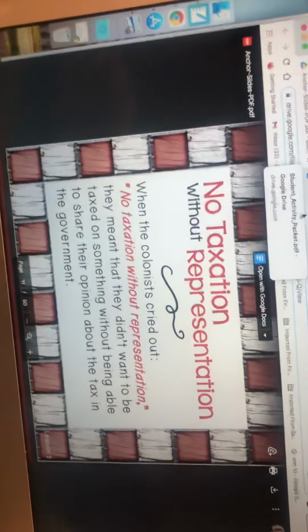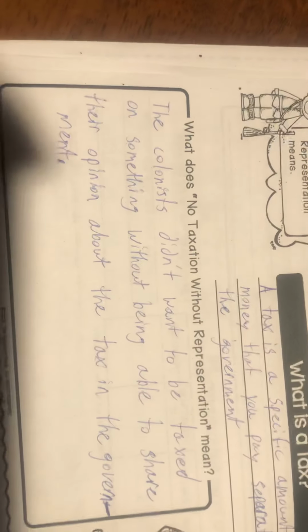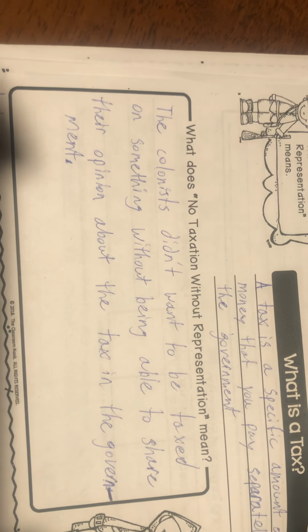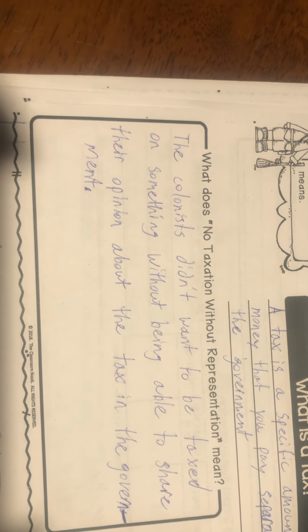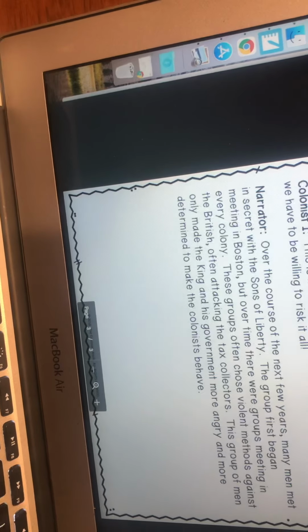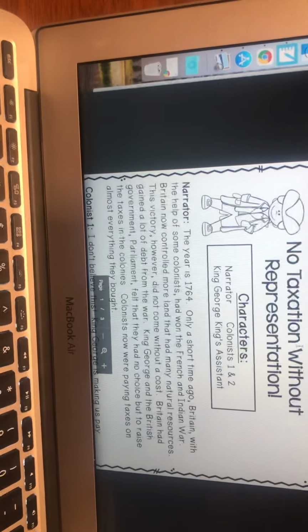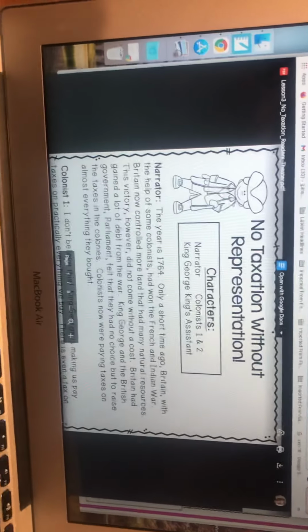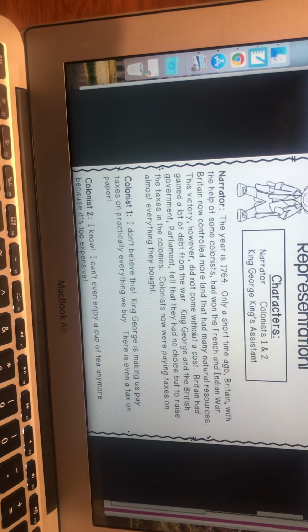So here I would write this down. Again, I would pause the video because I put that the colonists didn't want to be taxed on something without being able to share their opinion about the tax in the government. Now, we're going to be learning about a story called No Taxation Without Representation. This will be posted on Google Classroom.